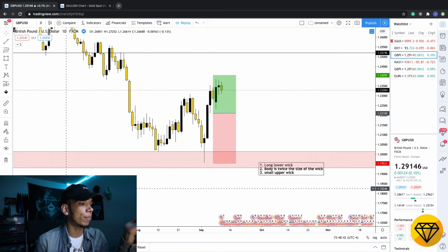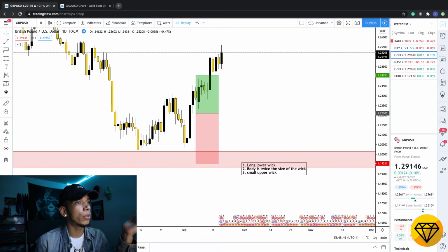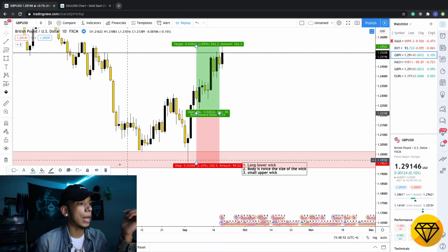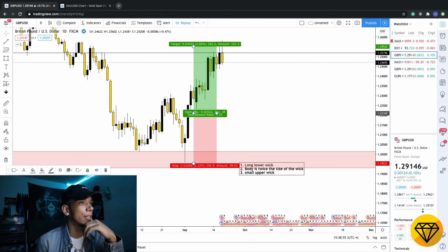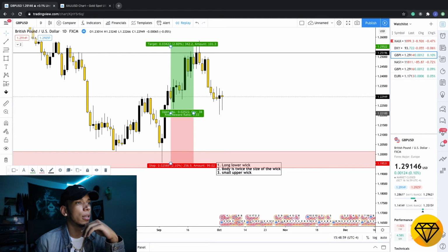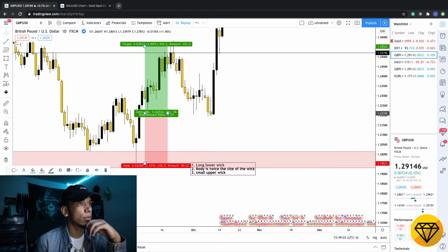I know for a fact price bought from this point. Let's see if it comes back. So boom, at this point, it's a 1-to-1 basically. Not bad. It's not really ideal. It actually is bad. You know what? Let me not say anything. It is bad. So there you go.